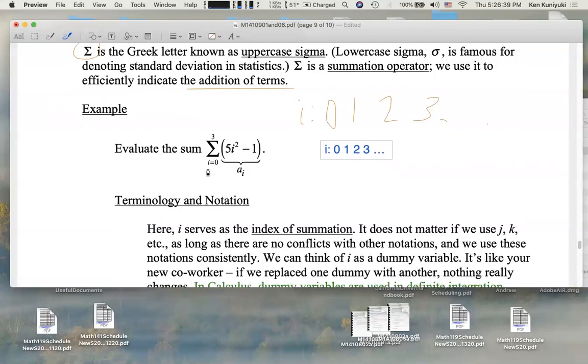I here is the index of summation. Sometimes j is used, k is used, n could be used. But I here does not mean the imaginary unit. Remember, we're keeping things real.